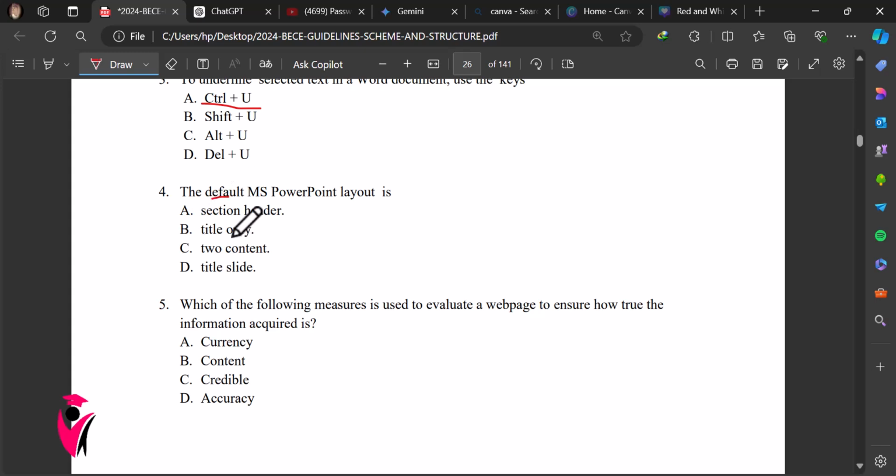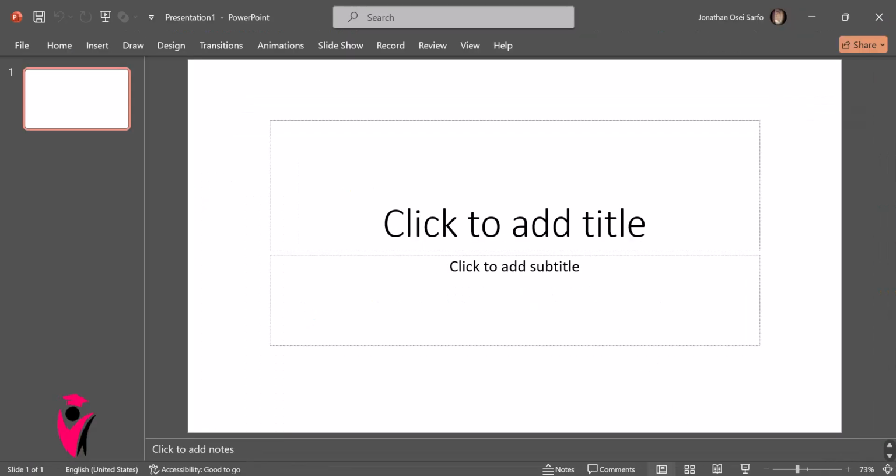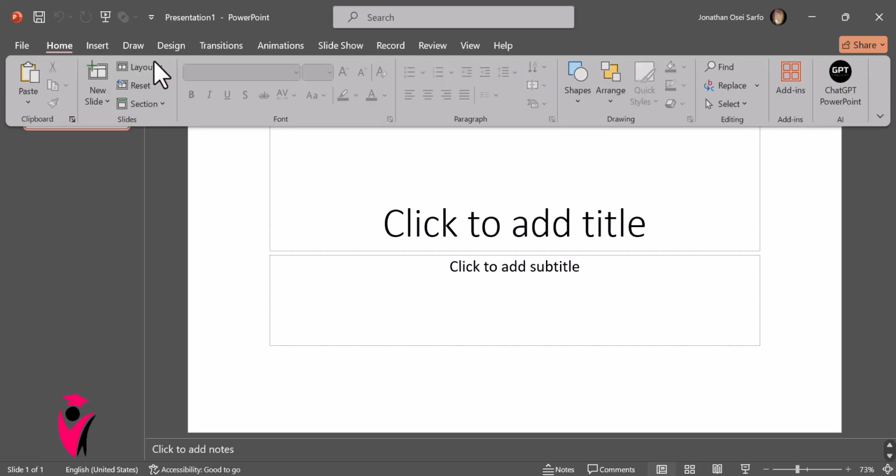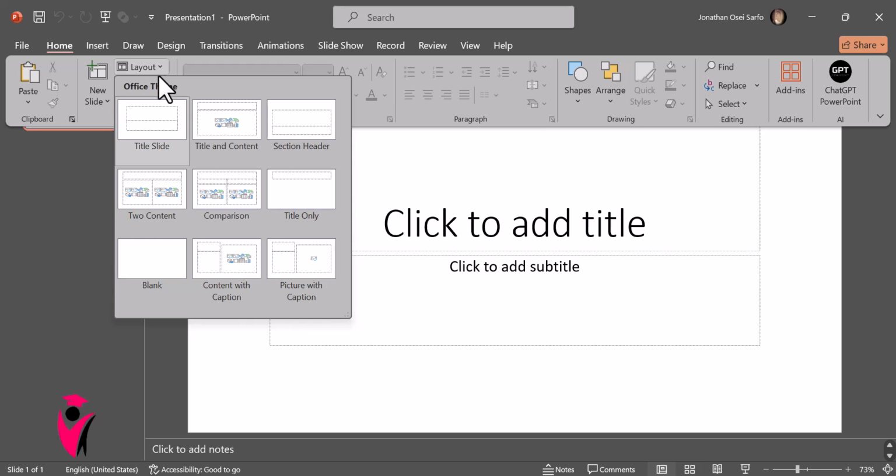Now, let me open Microsoft PowerPoint and show you. So when you open Microsoft PowerPoint, this is the interface. Now, if you want to see the available layouts, click on Home and click on Layouts. Once you click, you see the available layouts. So you have title slide, title and content, section header, title only, and the rest.